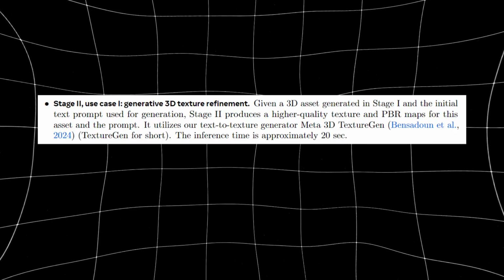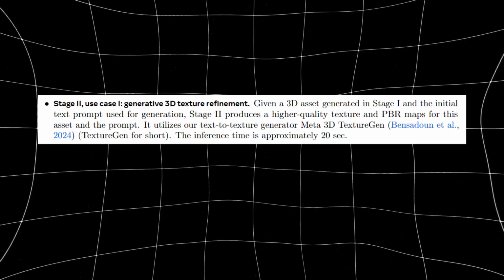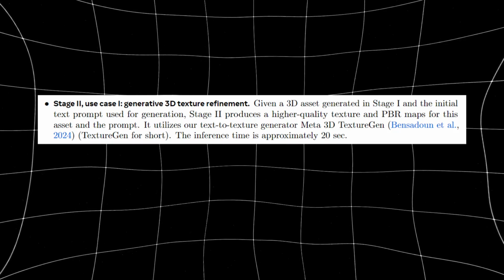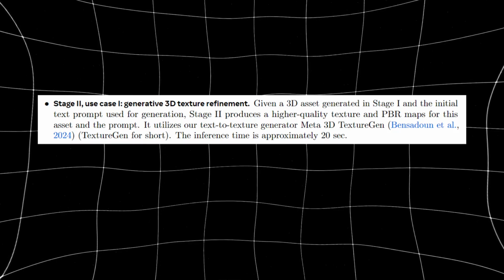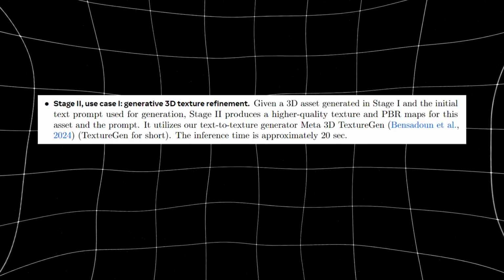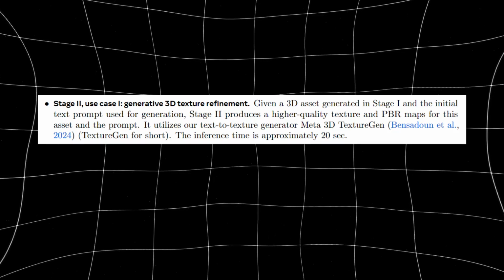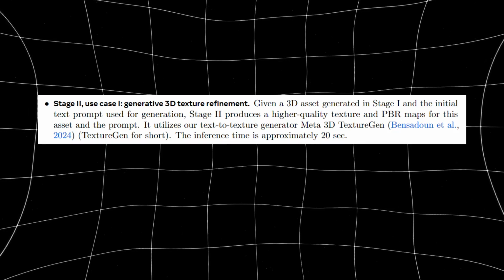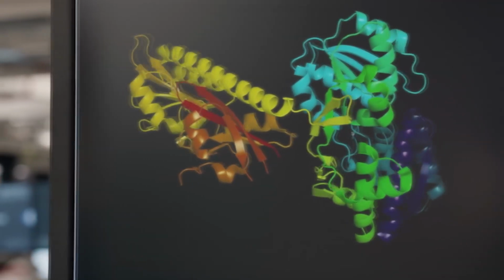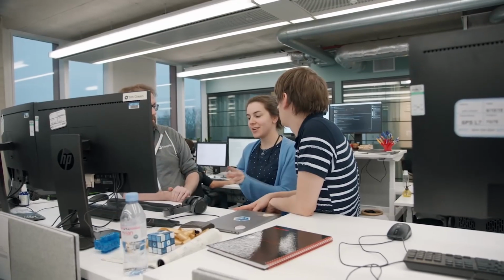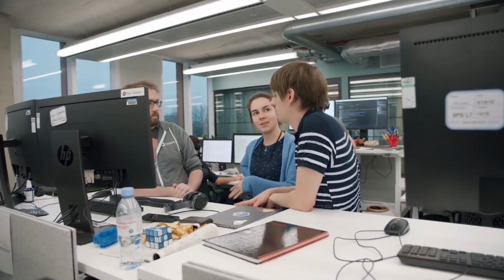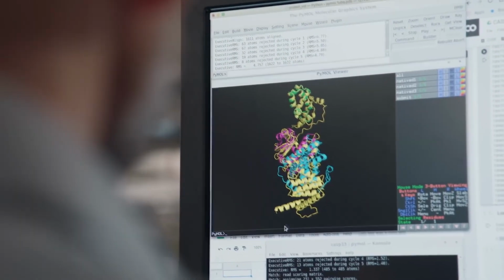And they go on to talk about stage 2, and stage 2 is split into two use cases. Use case 1, generative 3D texture refinement. Given a 3D asset generated in stage 1 and the initial text prompt used for generation, this stage 2 produces a higher quality texture and PBR maps for this asset. So the thing to gather from this is that stage 1 essentially builds the foundation up, and then stage 2 is the refinement part, generating higher quality textures for the model.